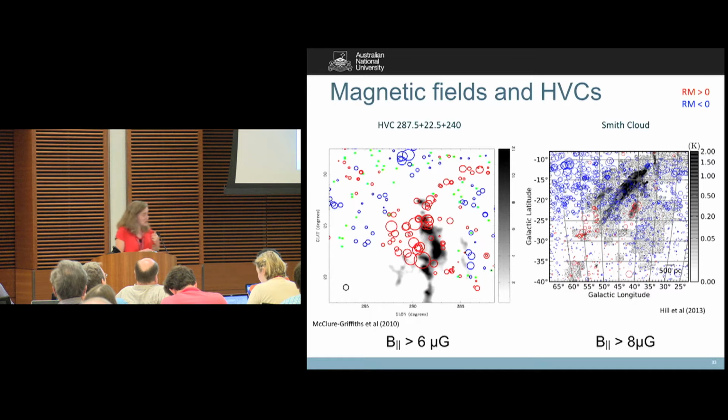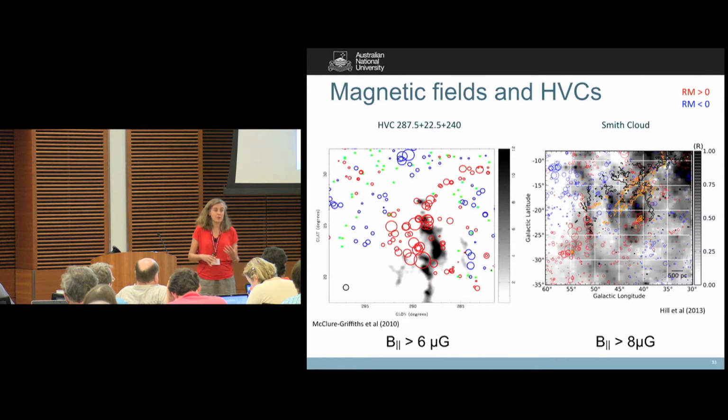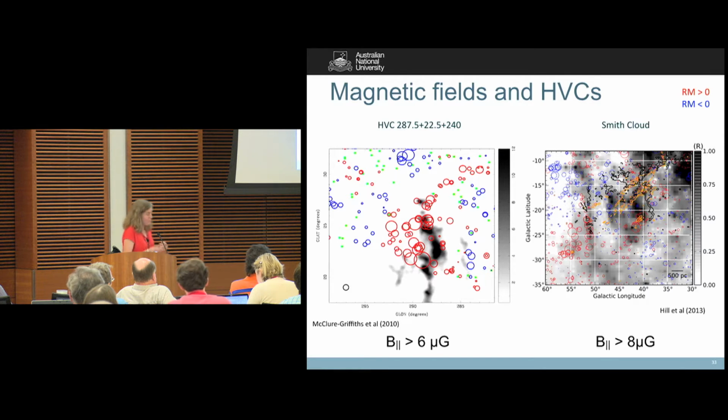Now both of these measurements, here we're looking at the H alpha, but the same idea, the Smith cloud and this cloud associated with the Magellanic leading arm, both give indications of ordered magnetic fields on the order of a few microgauss as their lower limits. So it seems that magnetic fields are important not just in shaping the ISM and shaping the supershells, but also in allowing infalling gas to have magnetic fields, which may or may not be important.